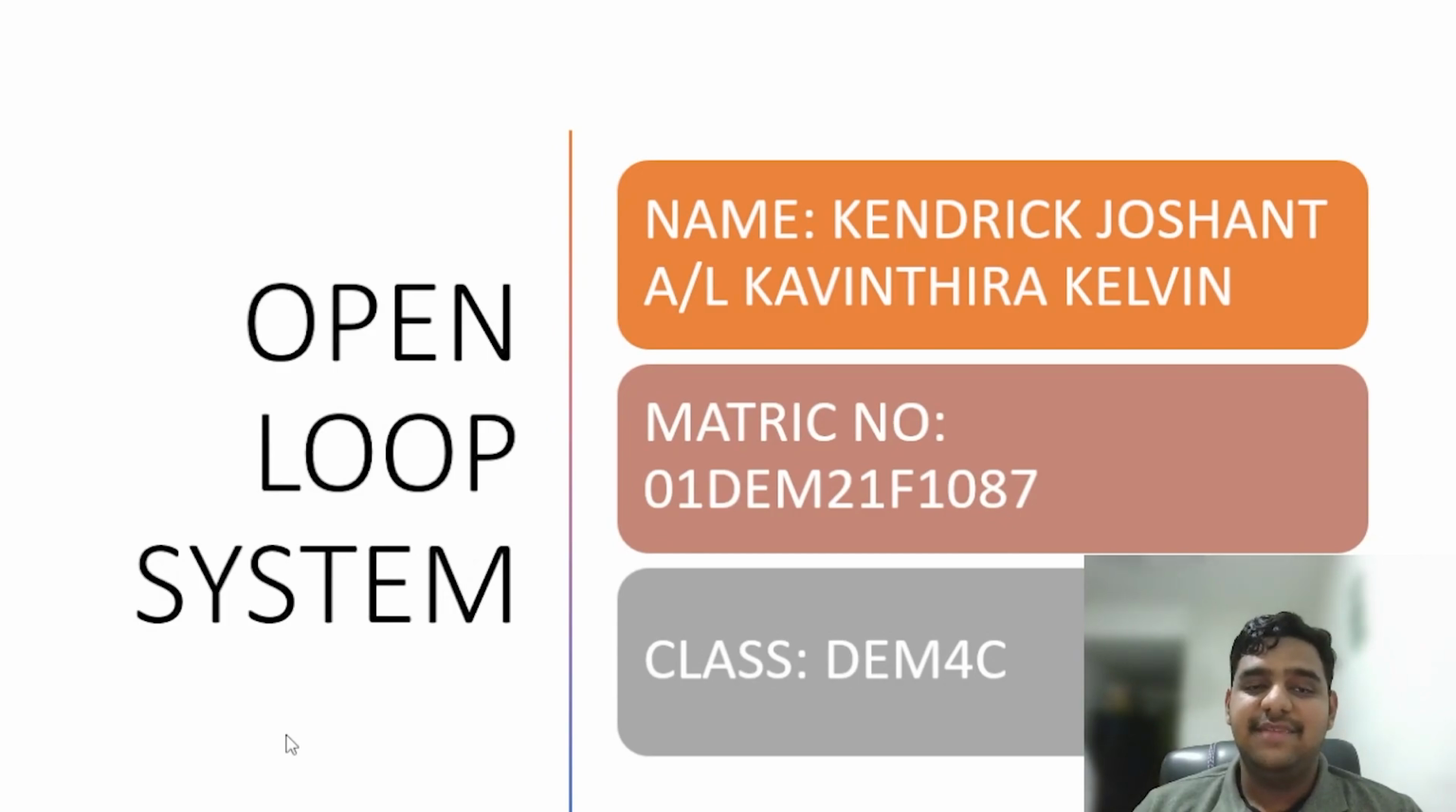In this case study presentation, I will be sharing and explaining about the open loop system. Basically, an open loop system is a system that is designed to help manage or regulate a process or a system. It uses outputs such as sensors or signals to measure the output of the system and then adjust the input to achieve the desired output.